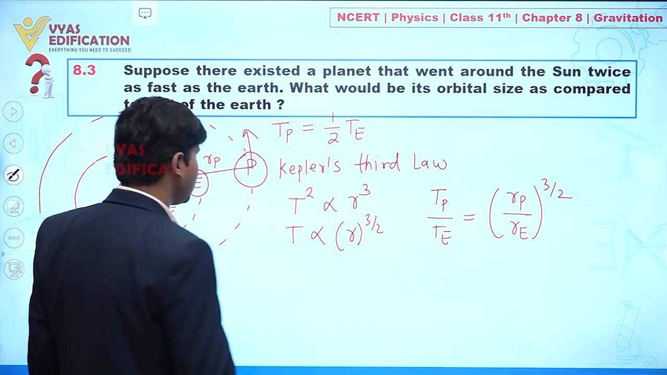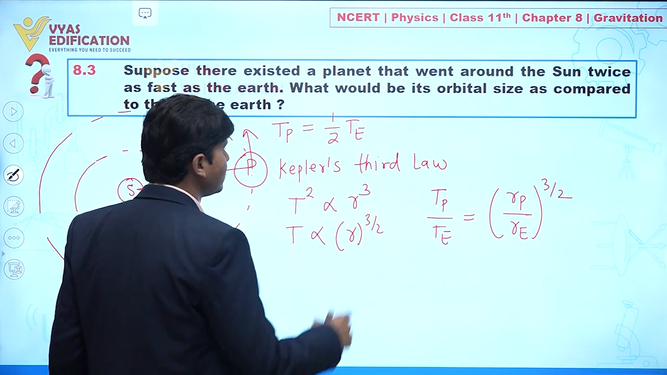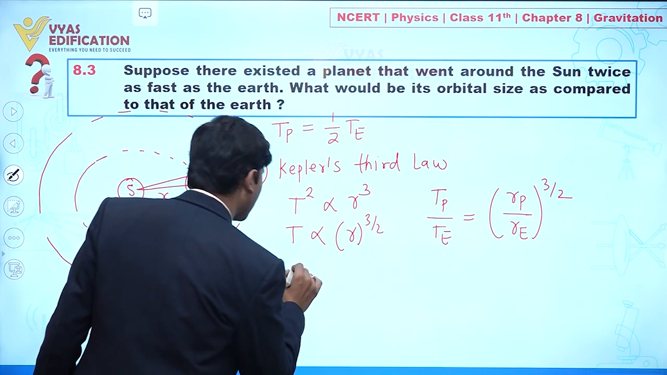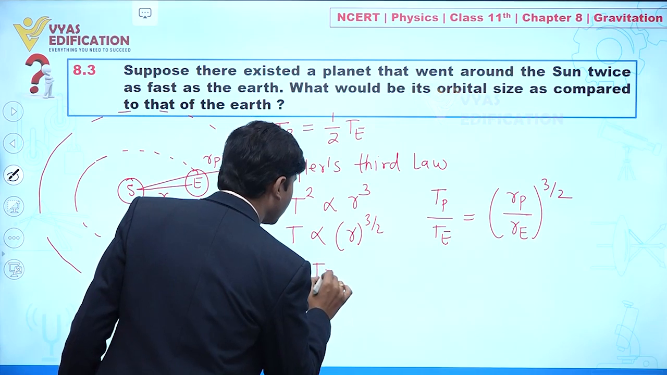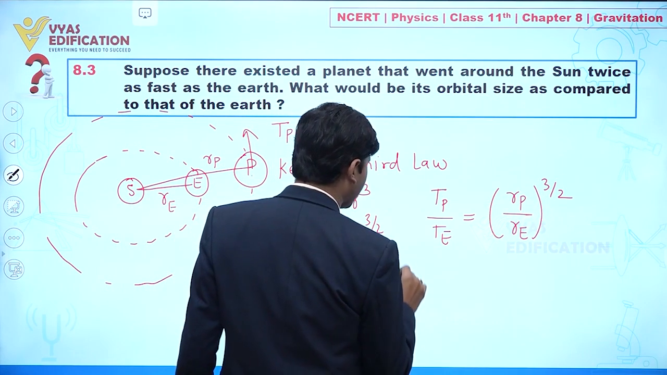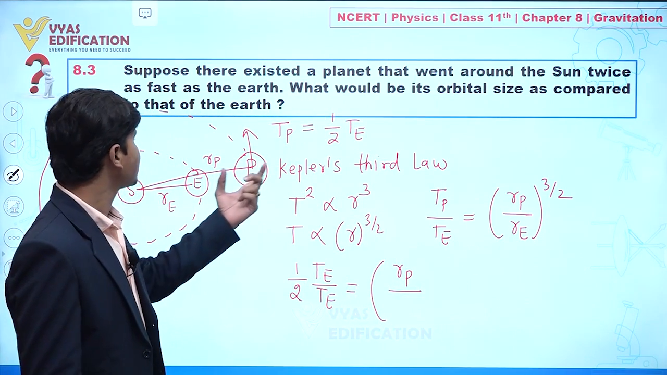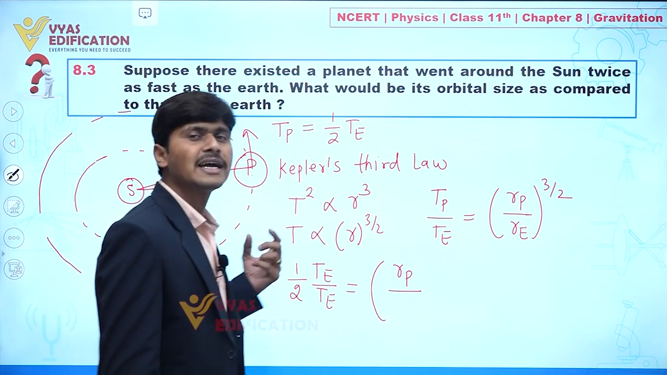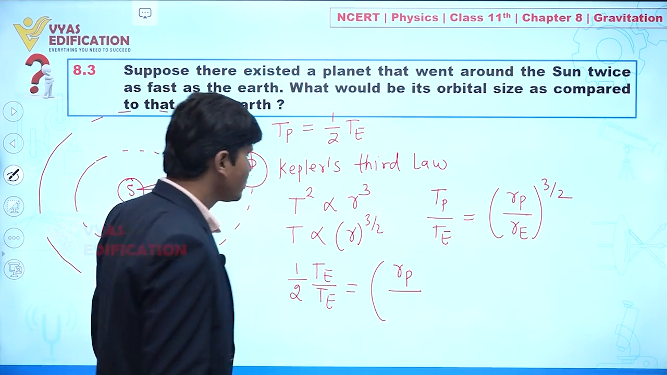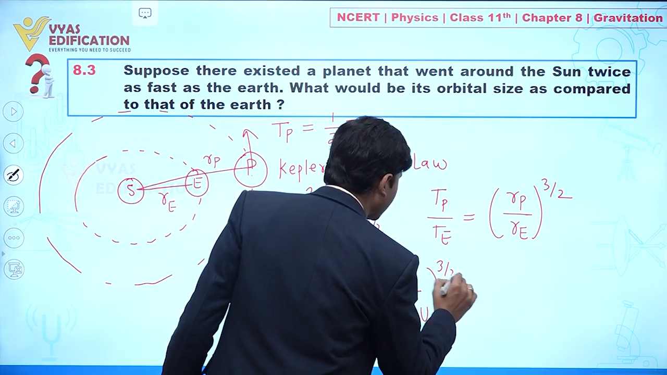Now Tp value is given as 1 by 2 Te, so I can write 1 by 2 Te divided by Te, and this should be equal to Rp divided by the distance between sun and earth. The distance between sun and earth is known as 1 astronomical unit. So I am saying this is 1 astronomical unit, and it is to the power 3 by 2.